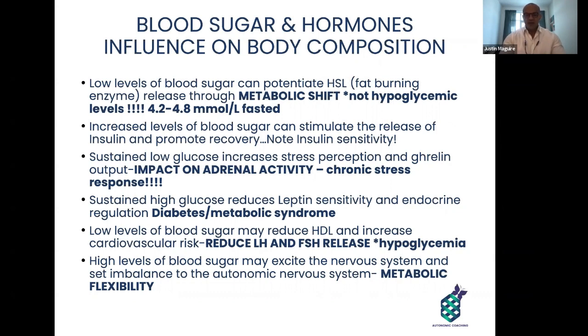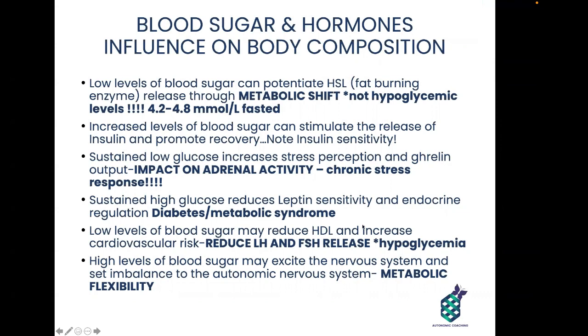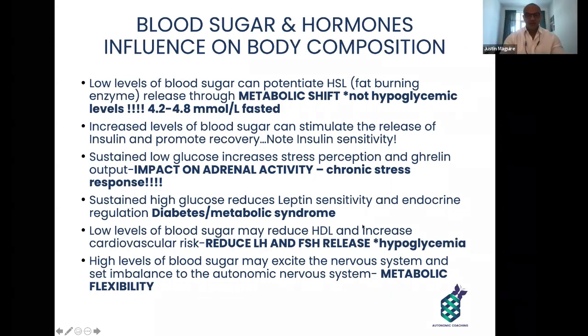So there are a lot of considerations that one needs to make when we are going to be implementing dietary plans of a lower caloric nature. We really need to consider the length of time and the impact that it is having on our blood sugar regulating hormones as well, and the subsequent impact that that might be having on our sex hormones too. High levels of blood sugar may excite the nervous system and set imbalance to the autonomic nervous system.